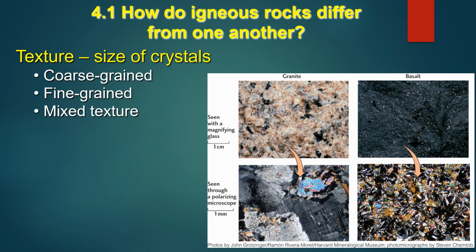But in reality, we don't have a chance to see how the rocks are formed. Then how do igneous rocks differ from one another? How do we describe the igneous rocks? To describe an igneous rock, we need to focus on two aspects, texture and composition. Let's talk about texture first. Texture is the physical property that describes the size of a crystal in the rock. The common terms to describe texture would be fine-grained, coarse-grained, and mixed.